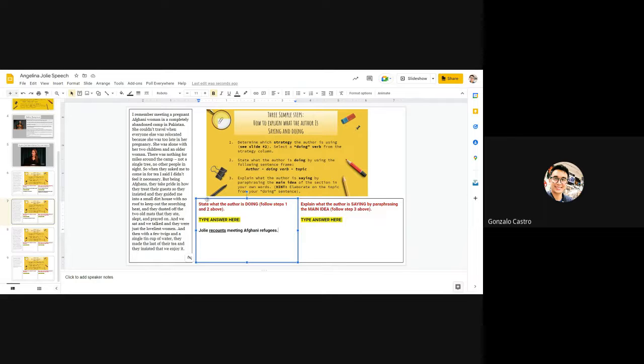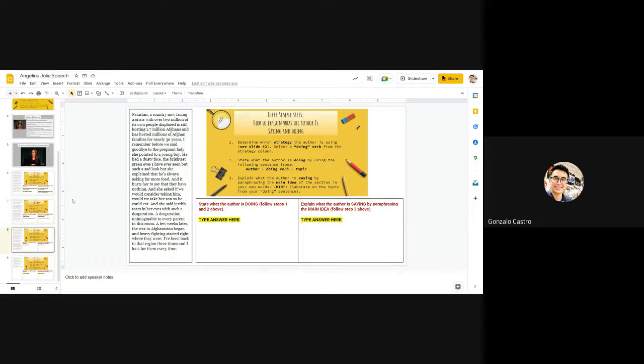Now, for the very last step, we want to elaborate on this topic, meeting Afghani refugees. So we want to explain what that experience was like for her using our own words and a complete sentence. So we can start by putting Jolie met some refugees in Pakistan, and I'll have you guys go ahead and finish. So to complete this section, go ahead and read this section again, and then just go and complete the sentence, giving me more details of what happened when she met these refugees. But make sure you're using as much of your own words as possible.